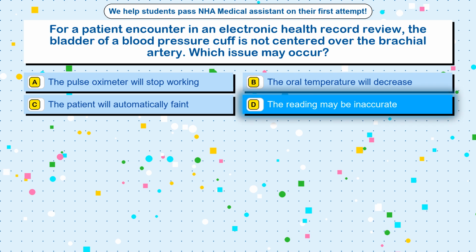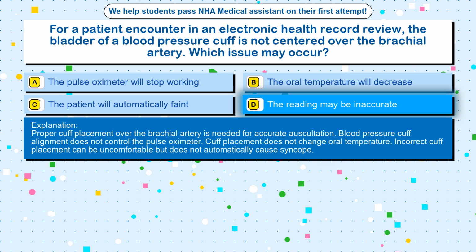The correct answer is option D. The reading may be inaccurate. Proper cuff placement over the brachial artery is needed for accurate auscultation. Blood pressure cuff alignment does not control the pulse oximeter. Cuff placement does not change oral temperature. Incorrect cuff placement can be uncomfortable but does not automatically cause syncope.